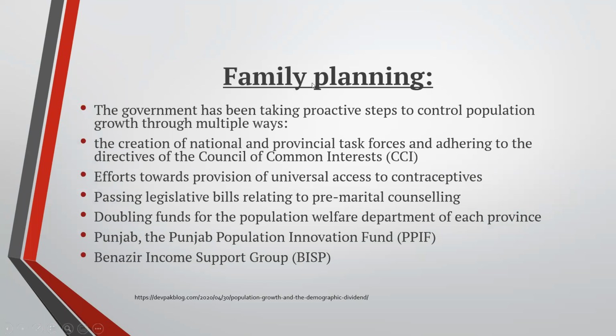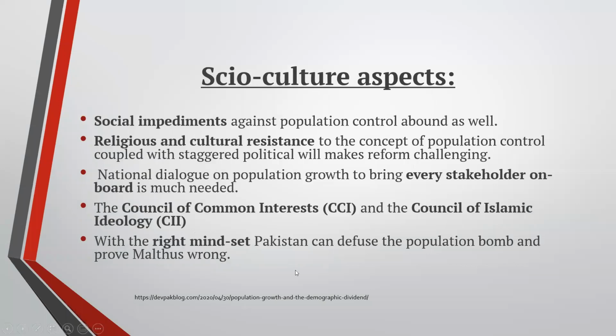Second is family planning, and for this purpose the government has taken several proactive steps to control the population. Several councils have been created. Efforts have been made towards the provision of universal access to contraceptives. Legislative bills have been passed related to premarital counseling and young age marriages. Double funds have been provided to the welfare programs, and in Punjab an innovative fund has been generated, and Benazir Income Support as well.